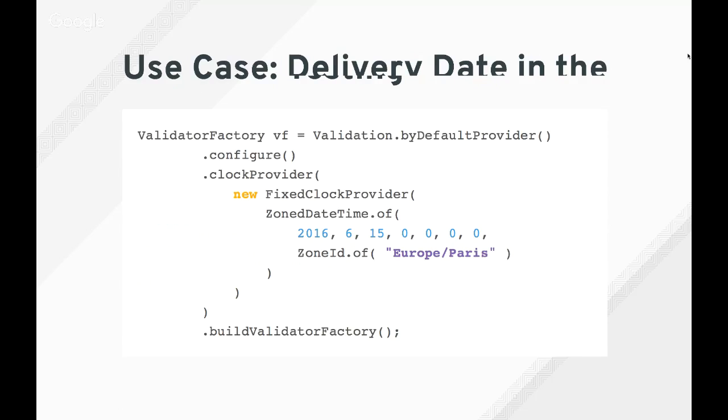And there are some other improvements related to the time support. Before Bean Validation 2, you needed to know the current time to say, okay, this date is in the past or in the future. This always was the time of the JVM, the default time, using the default time zone from the JVM, and sometimes this is not what you want.